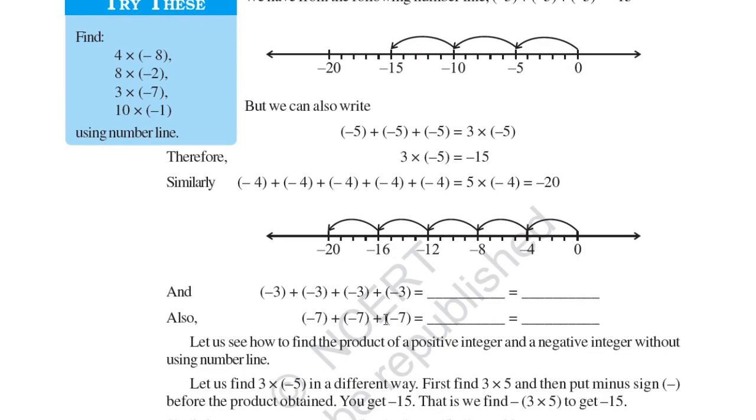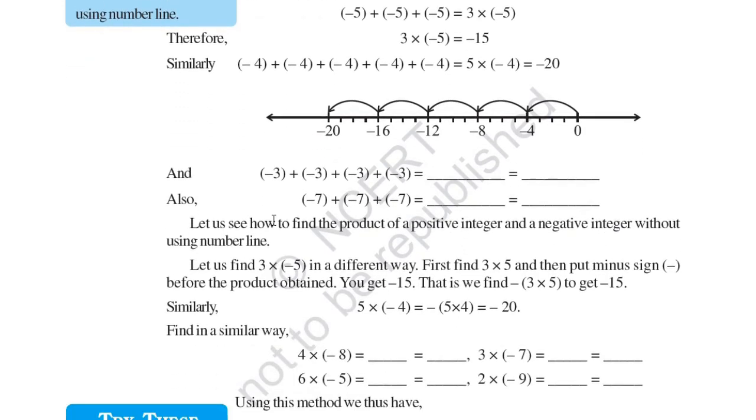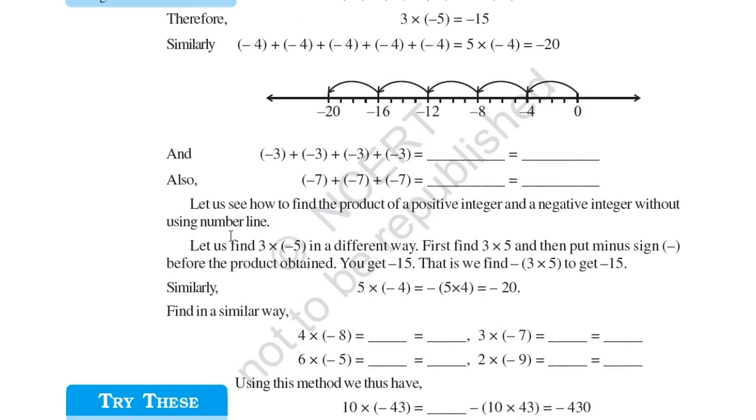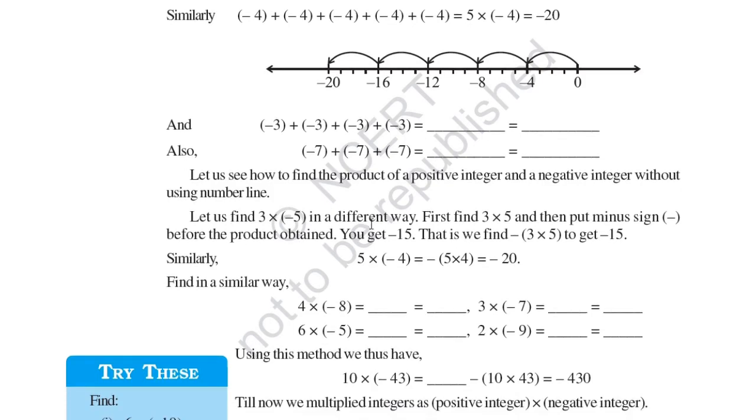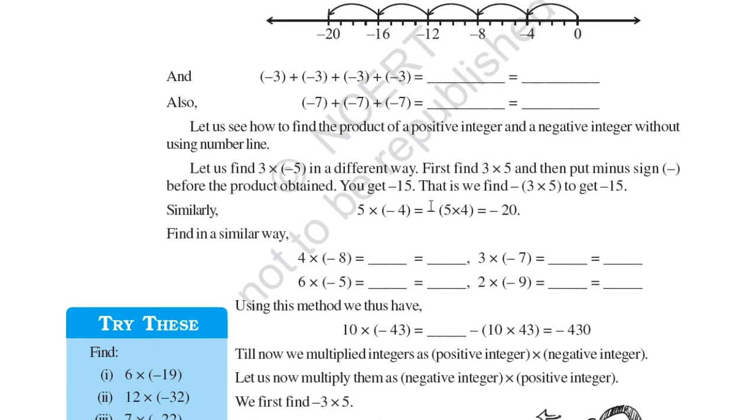So now let us see how to find the product of a positive integer and a negative integer without using the number line. Let us find 3 into minus 5 in a different way. First find 3 into 5, then put the minus sign. So you can see here you have 3 into 5, 15, and you can put the minus sign in front of it. So it will become minus 15. So before the product obtained, you will get minus 15. That is, we find minus (3 into 5) is equal to minus 15.